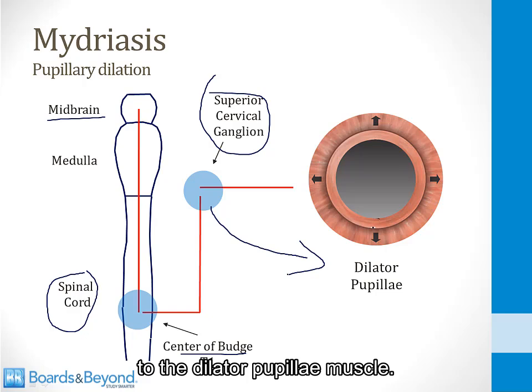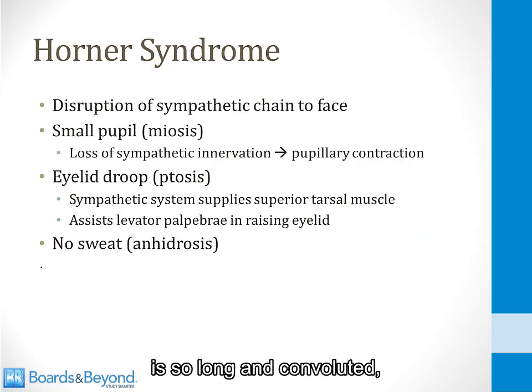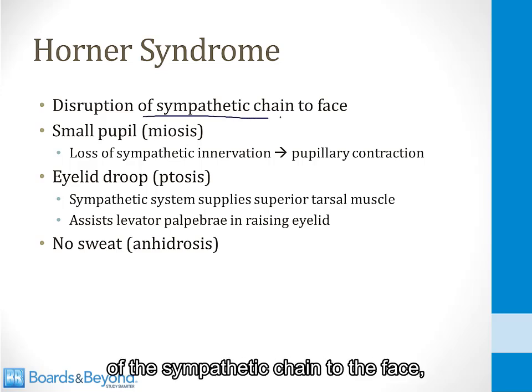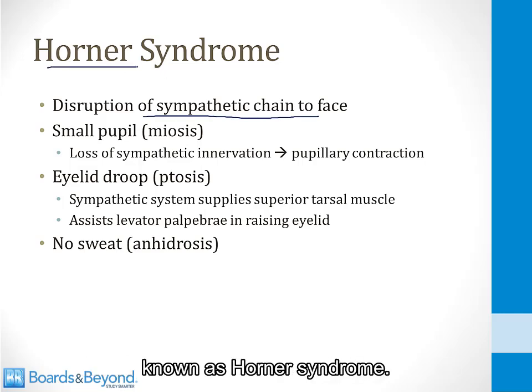Because the sympathetic neural pathway is so long and convoluted, it can become easily disrupted in a number of pathologic states. And any time there is disruption of the sympathetic chain to the face, this can result in a characteristic syndrome known as Horner syndrome.